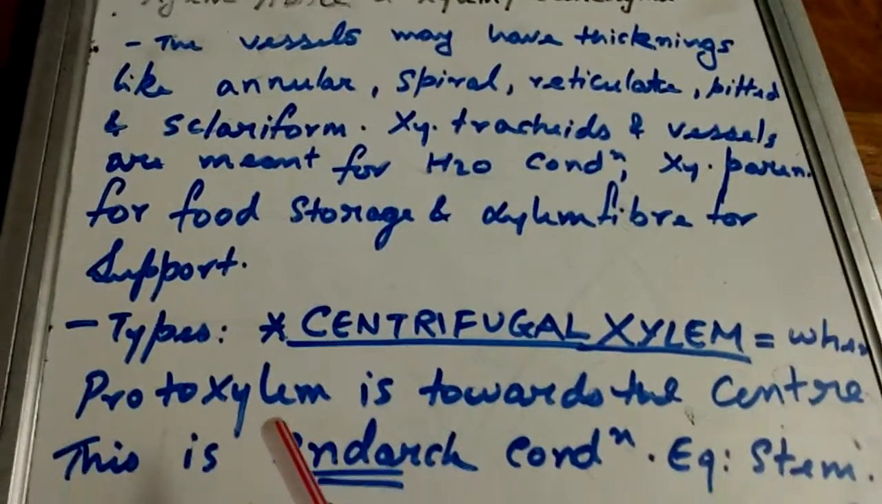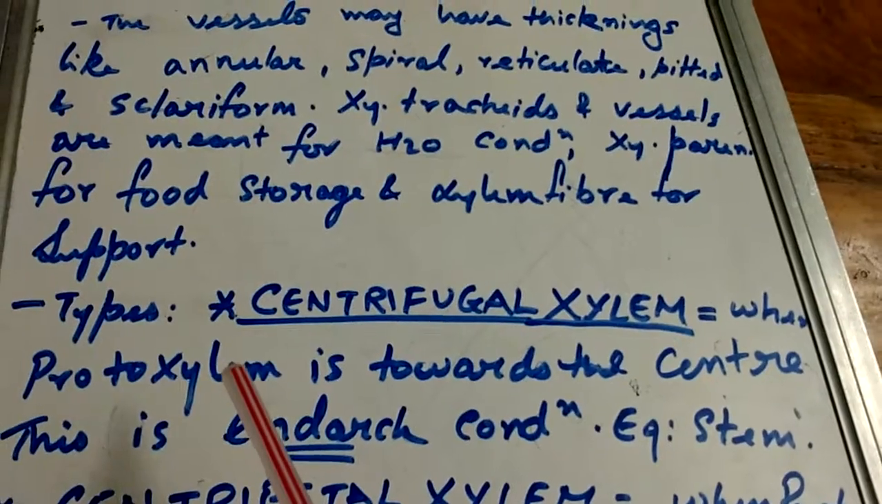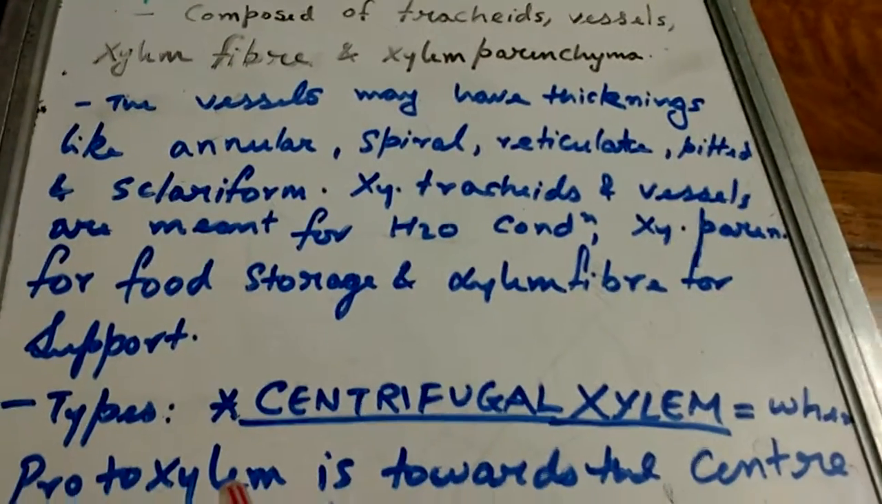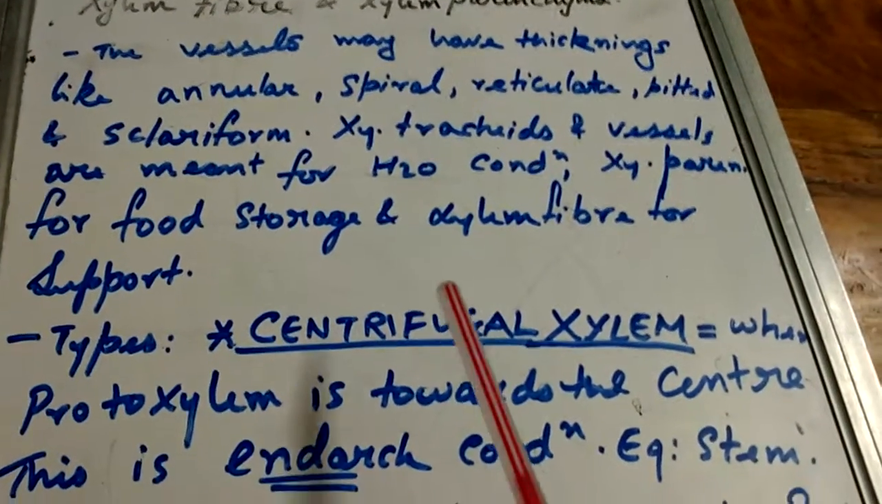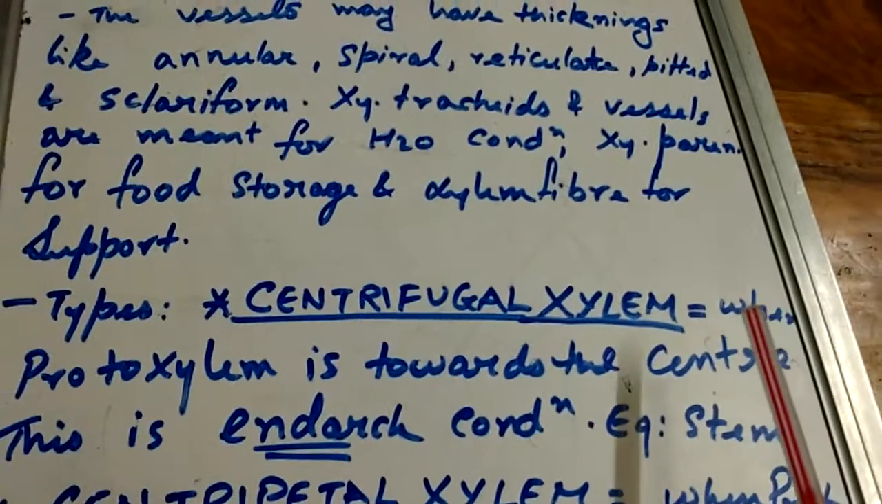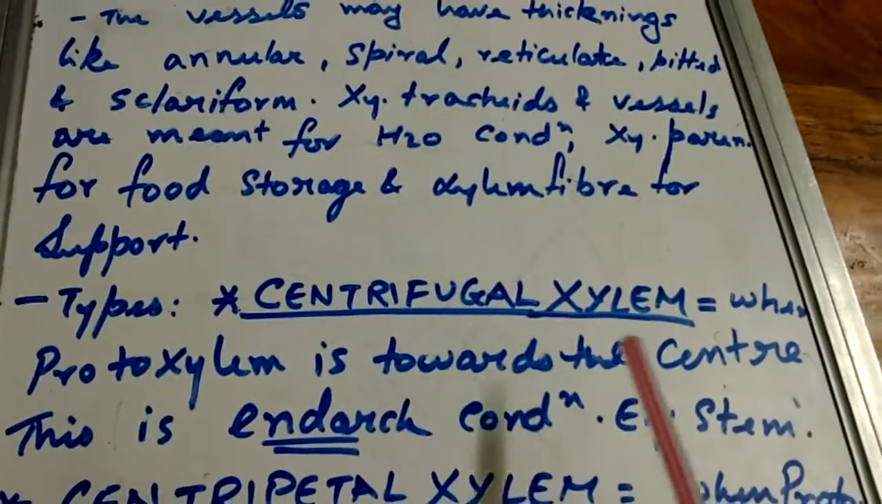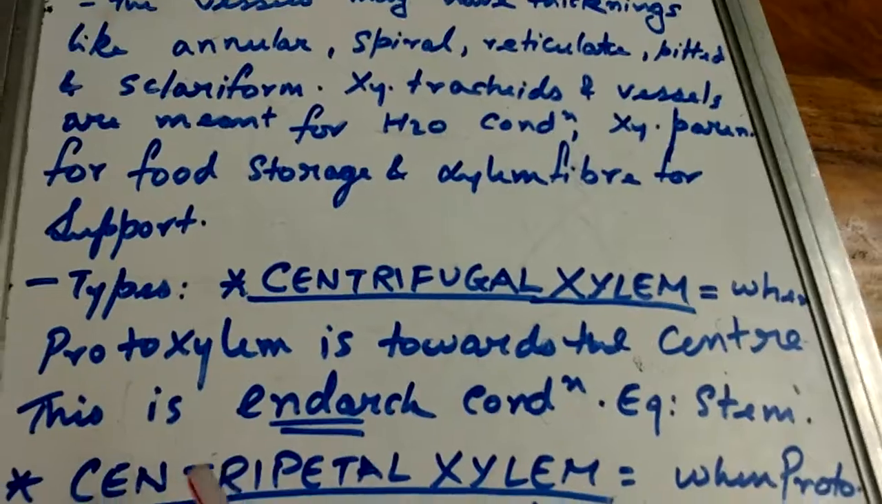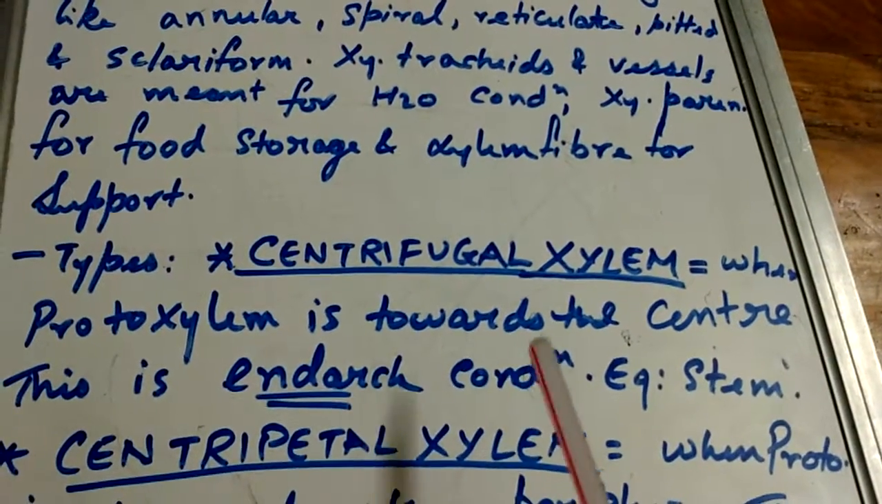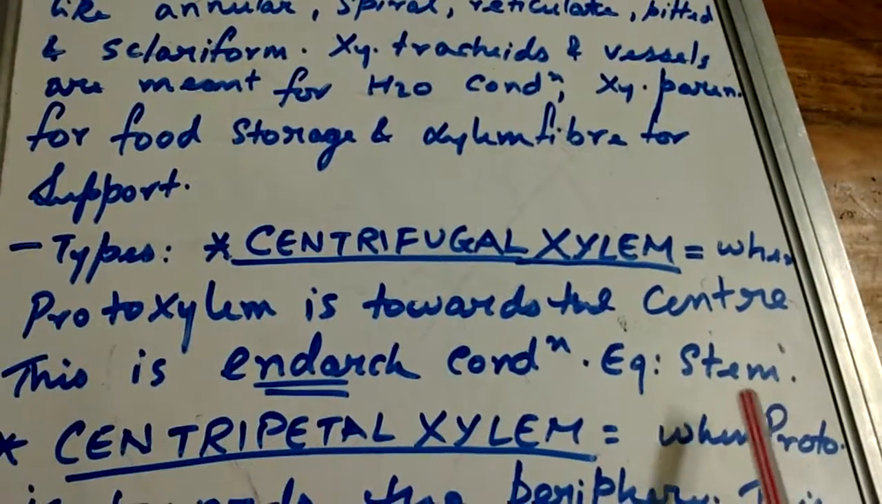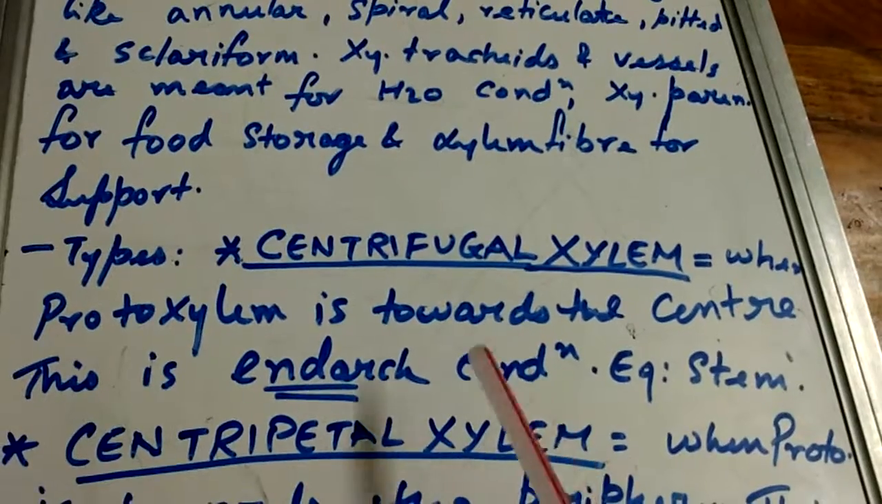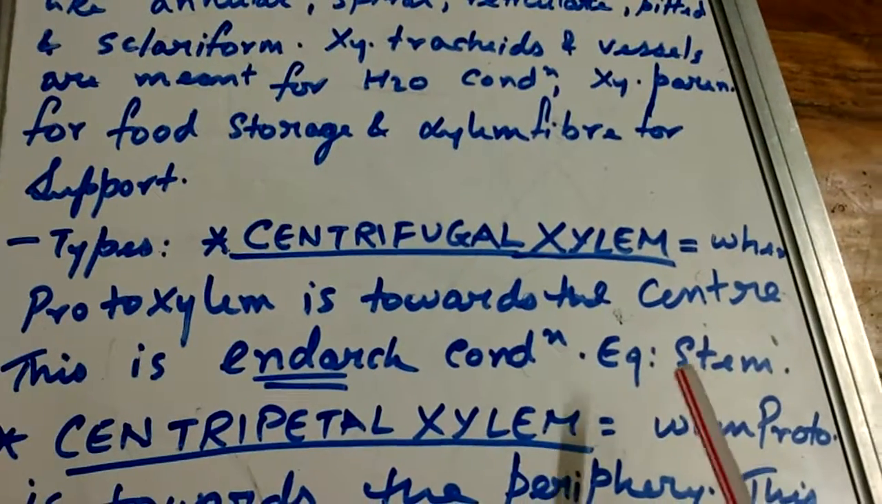Now the types of xylem on the basis of arrangement of protoxylem and metaxylem. So the first type is centrifugal xylem. When protoxylem is present towards the center, this is the endarch condition. It is found in stem. So endarch condition and centrifugal xylem is very common in the case of stem.